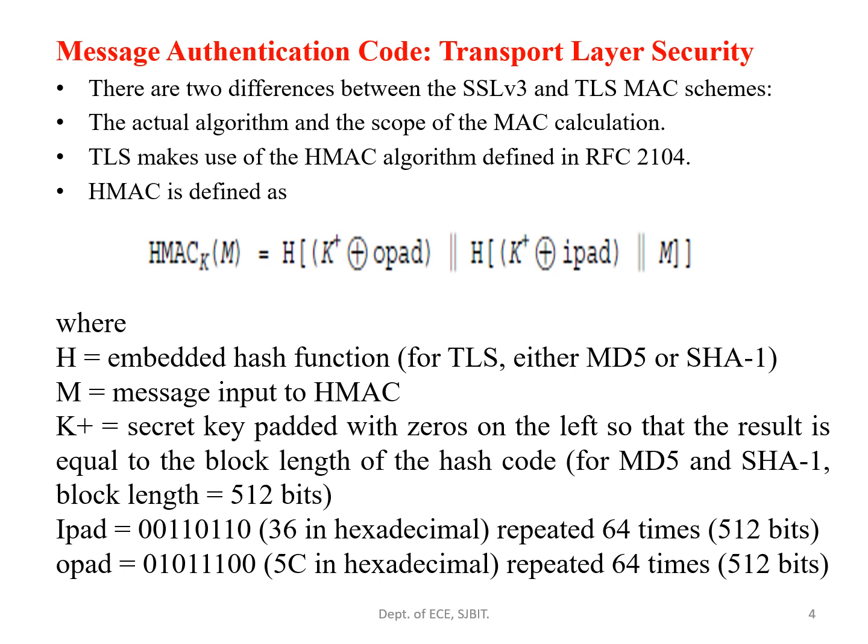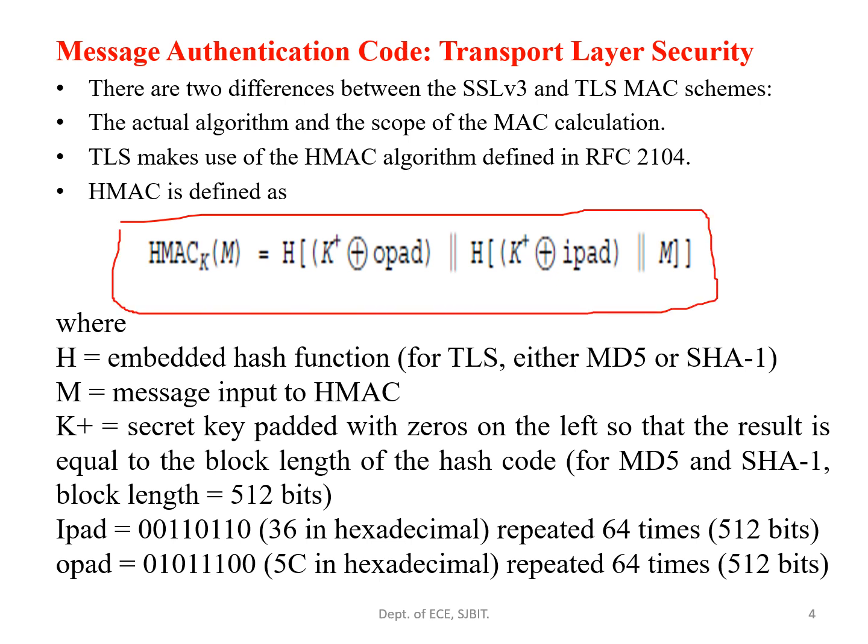HMAC is defined by this equation: HMAC of M with secret key K is equal to H of the hash function of K plus XOR OPAD, where OPAD is the output pad repeated 64 times. IPAD is the input pad, OPAD is the output pad. This is concatenated with the hash function of the secret key K plus XOR IPAD, all of which is concatenated with the message input.